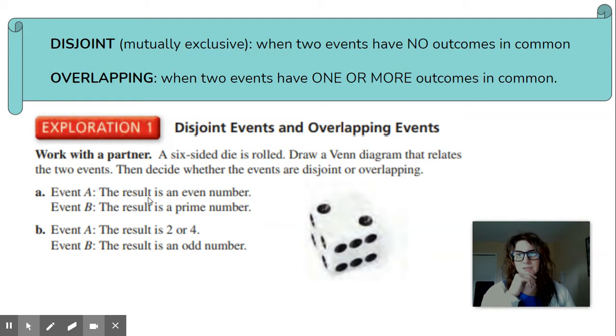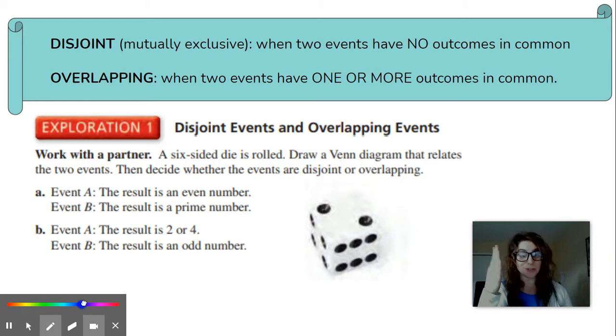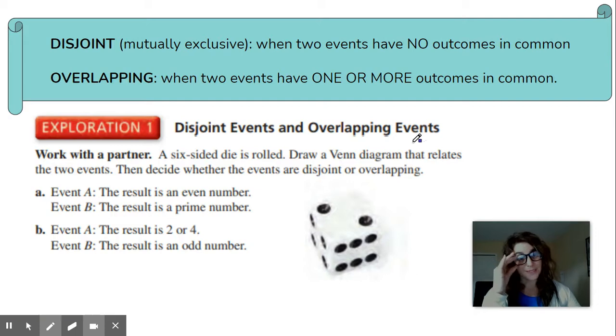So the first is, is the result an even number? Is the result a prime number? Those are our two events we're looking into. So let's just list those. Now you can choose to either make a Venn diagram or you can list them out. It's completely up to you. I'm just going to list them because we don't have that many. So event A, an even number, is 2, 4, and 6. Those are our even numbers on our dice.